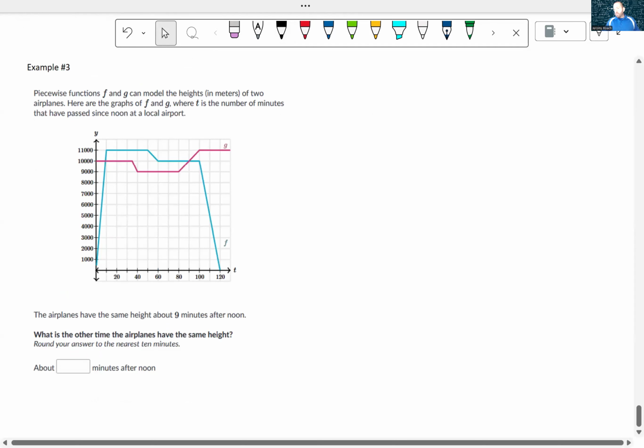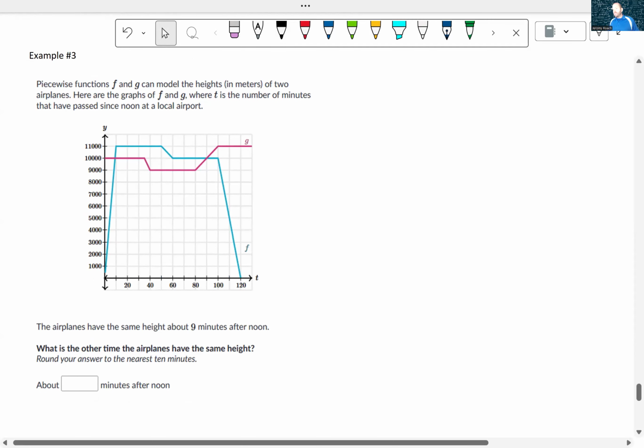All right, let's look at a couple more of these. This next one's a little simpler. It tells us these two functions, f and g, can be modeled with heights of two airplanes. T is the number of minutes that have passed since noon at an airport. So airplanes, as they're flying, they're not always at the same altitude. And then, of course, they have to land as well. But when they're up in the air, sometimes they're changing altitude slightly.